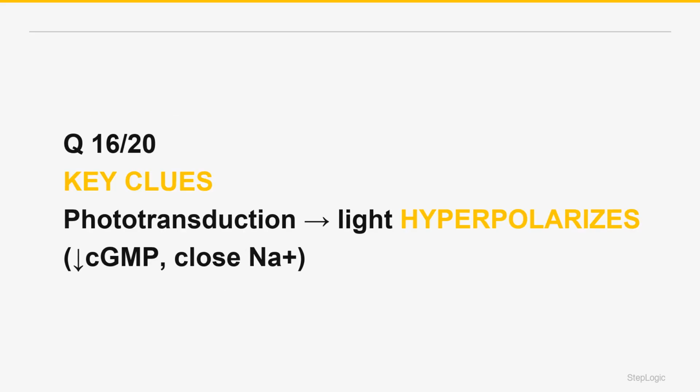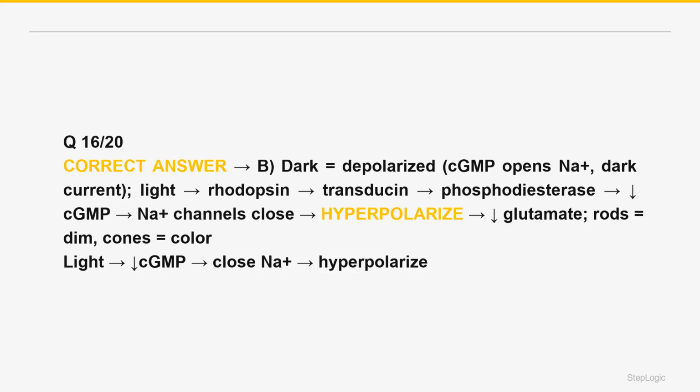Phototransduction has a counterintuitive logic. Photoreceptors are depolarized in the dark and hyperpolarized in response to light. In the dark, high cGMP keeps cyclic nucleotide-gated Na+ channels open, producing a steady inward dark current that keeps the photoreceptor depolarized and releasing the neurotransmitter glutamate continuously. The correct answer is B.